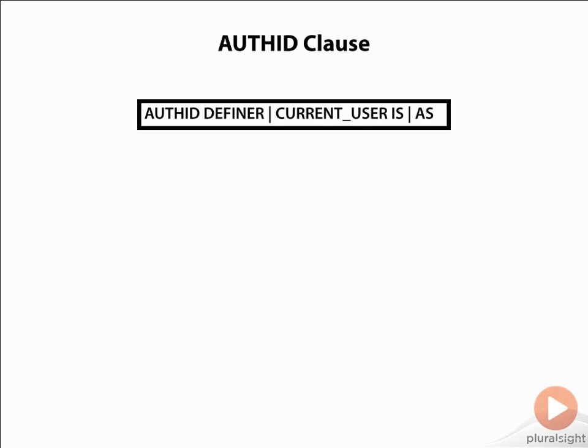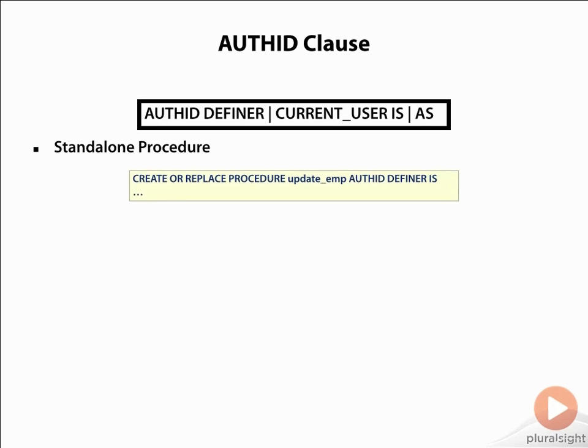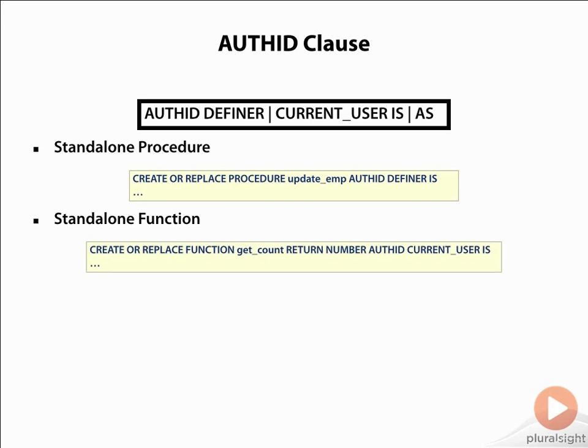First, let us see the syntax for specifying the AUTHID clause. It is AUTHID DEFINER or CURRENT_USER before the IS or AS keyword while defining a subprogram. It can be defined for standalone procedures. Here is an example of the header declaration section of the updateEMP procedure defined with the default DEFINER AUTHID clause. If we had omitted the AUTHID clause, as we were doing so far in our examples, it was defaulting to the AUTHID DEFINER clause.